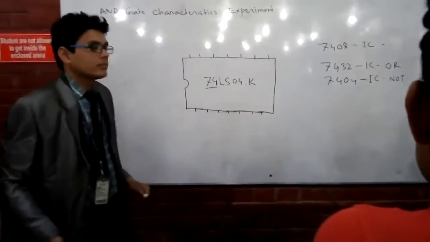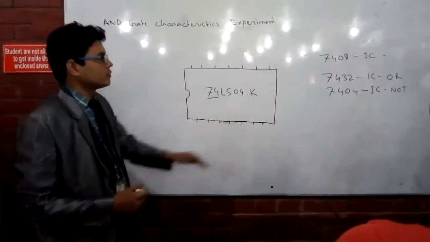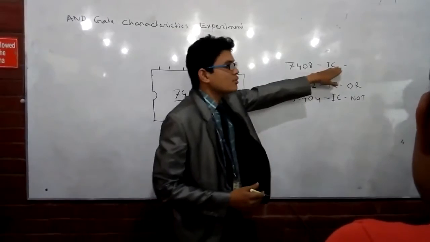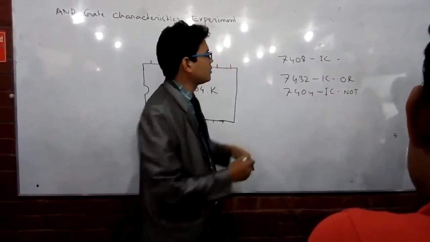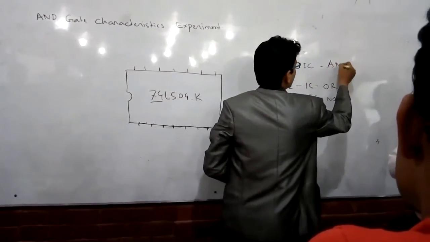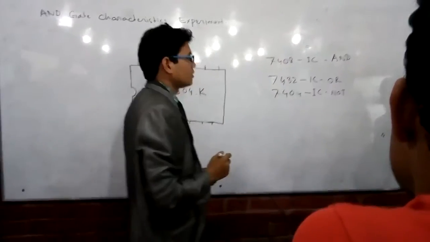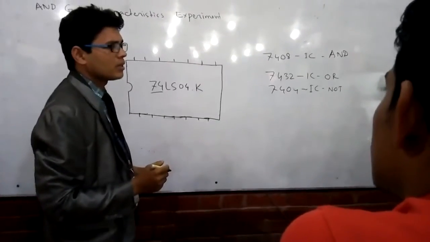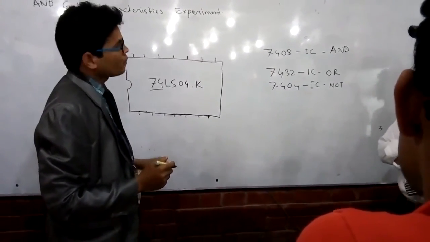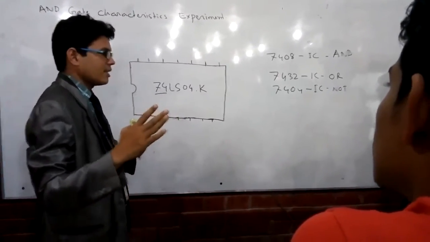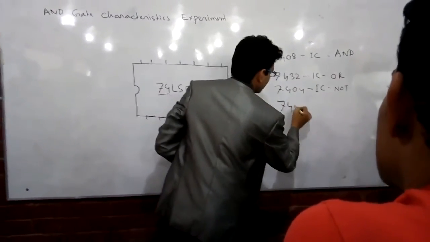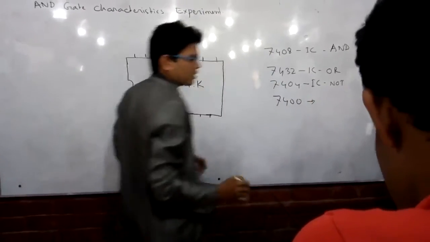7408 would be the AND gate. I have given the number: 7408 IC is for AND gate. For NAND gate there are different ICs. NAND gate is 7400 IC, which stands for NAND gate, right?